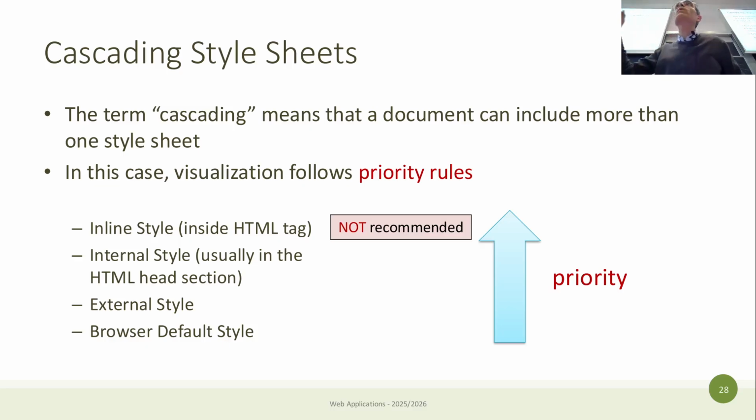We have no styles, so that's the browser default style, typically quite ugly. Then the external style means a file with the rules. That's what we are going to do in a minute. Internal style is usually in the HTML head section. So we have another usage for the head section, metadata, but also styles. Not recommended anyway because we are already inside the HTML document. And then there is the inline style inside the HTML tag with the style attribute, the one we saw before. Especially this one's not recommended because it kind of pollutes the HTML document a lot.